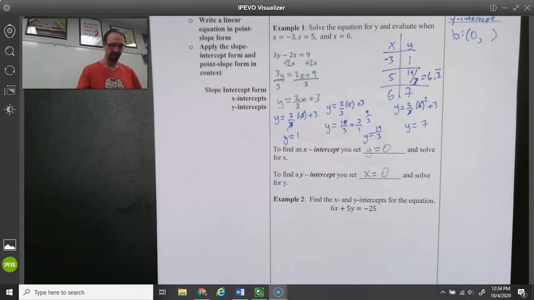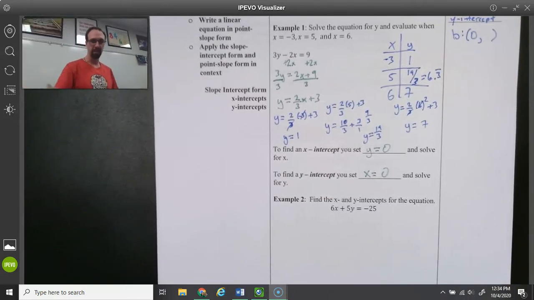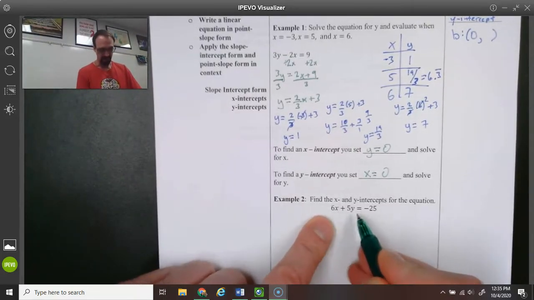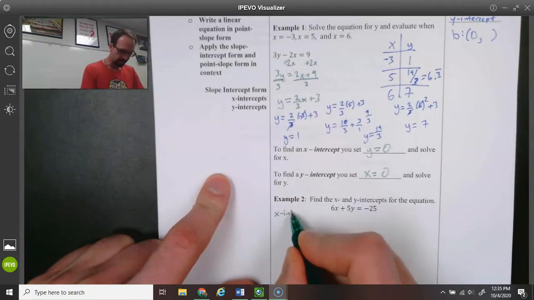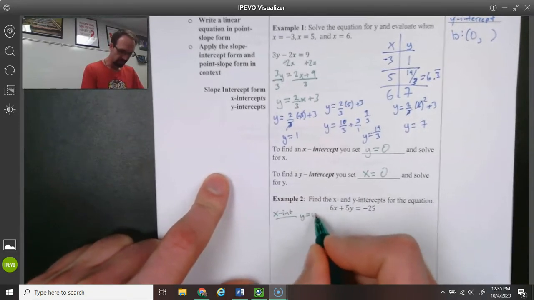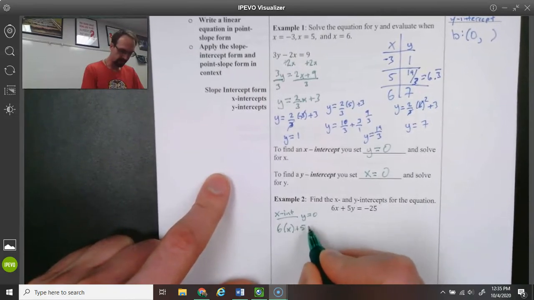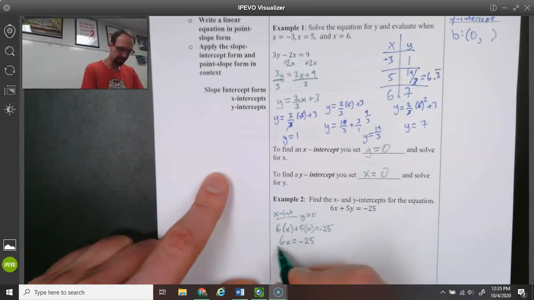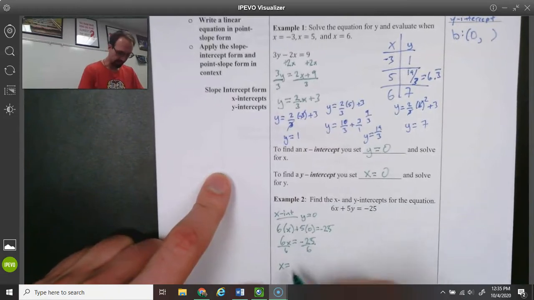So for this one, to find the x and y-intercepts for the following equation, to find my x-intercept, I'm going to plug in 0 for y. So I'm going to set y equal to 0. That gives me 6 times x plus 5 times 0 equals negative 25. That gives me 6x equals negative 25. Divide by 6 on both sides, and I get x equals negative 25 sixths.